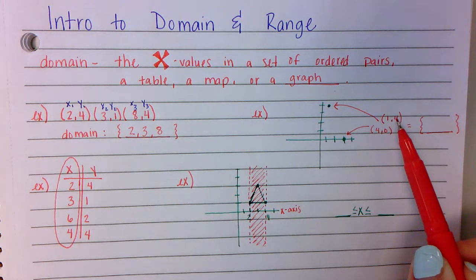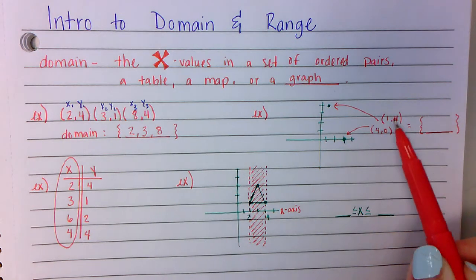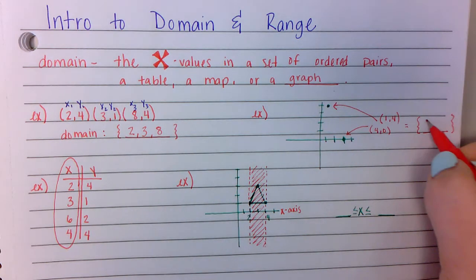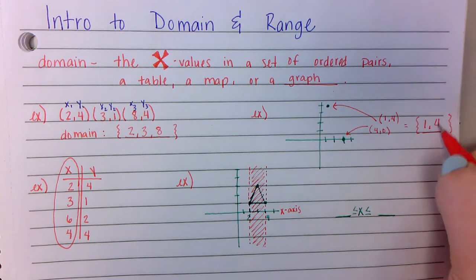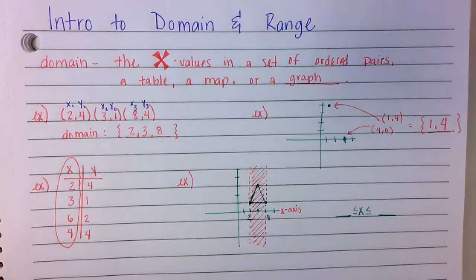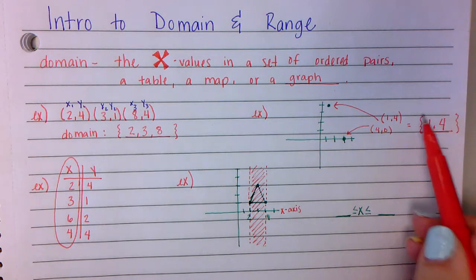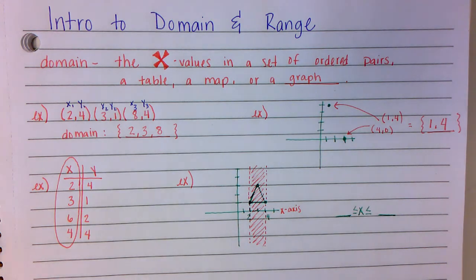So we're looking at these 2 ordered pairs. The domain is just 1 and 4. It's the numbers, the x values that those points go through. Just 1 and 4. And again, make sure you use that set notation so that we know. You may also see it in a table.